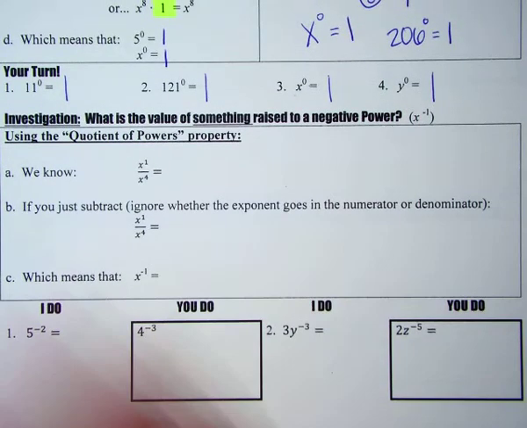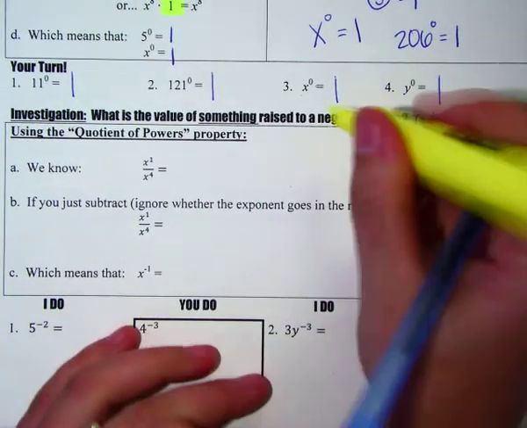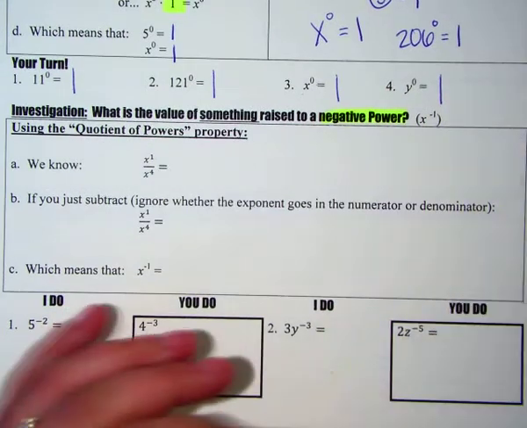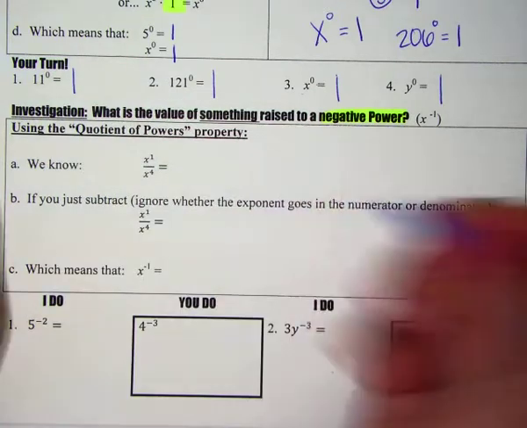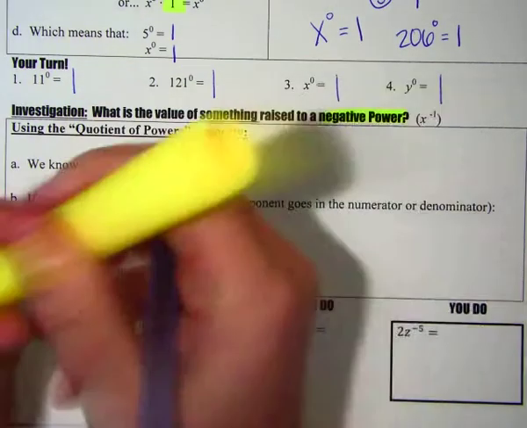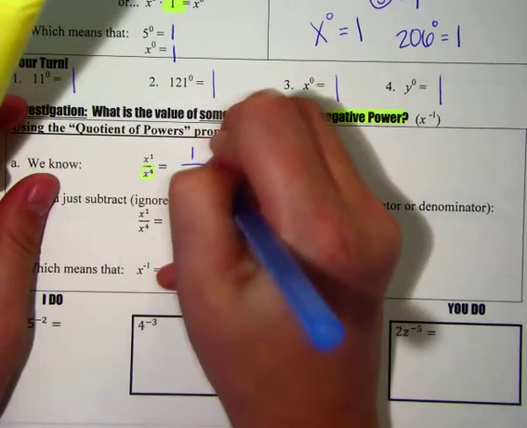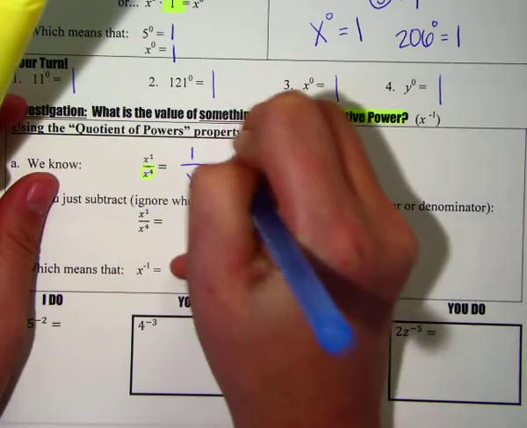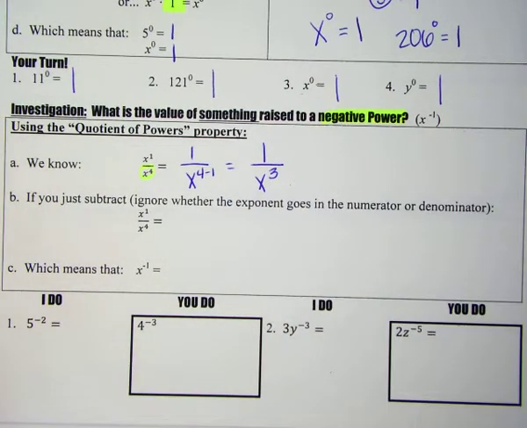Investigation number 2 is what is the value of something raised to the negative power? So to a negative power, like x to the negative 1. Well, we're going to use a quotient of powers property to see if it makes sense. We know that x to the first divided by x to the fourth, the denominator has the larger exponent, so we're going to subtract the exponents, but leave them in the denominator, which is 1 over x to the third power.